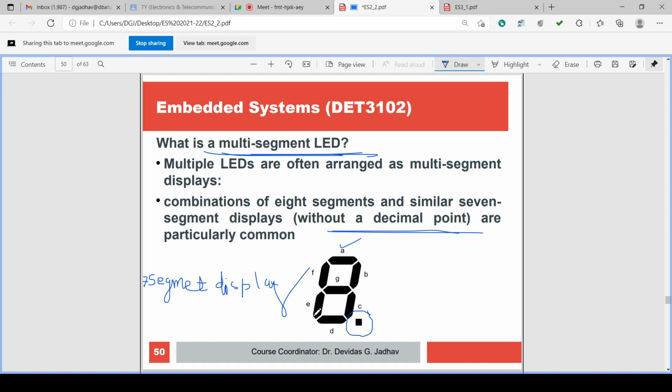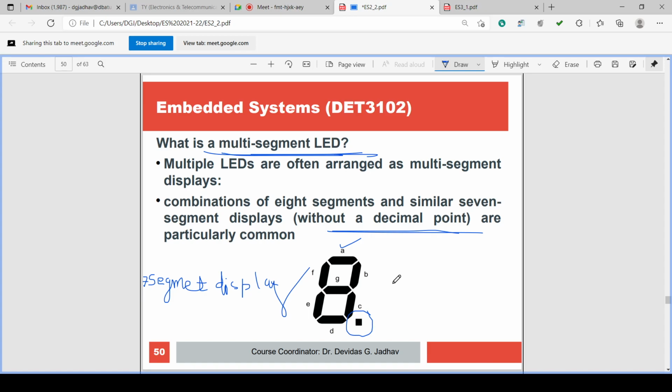And this 7-segment display is useful to display some letters and numbers, and it is useful for displaying hex numbers. All hex numbers can be displayed: 0, 1, 2, 3, 4, 5, 6, 7, 8, 9, A, B, C, D, E, F. All 16 hex digits you can display. So this is the 7-segment display.